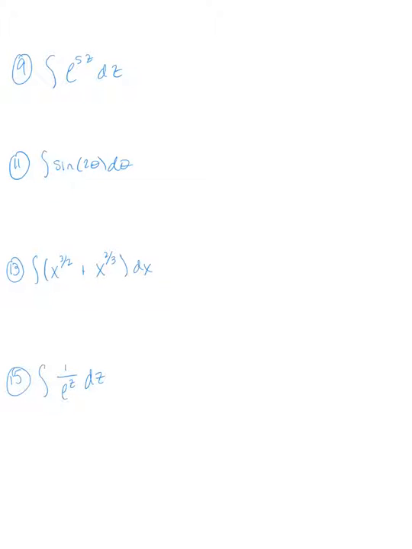Okay, the integral of e to the 5z dz. So a function whose derivative is e to the 5z. It's definitely going to have an e to the 5z in it, but the derivative of e to the 5z is e to the 5z times 5. So I need a 1/5 out front here to cancel with the 5 that would come from the chain rule.